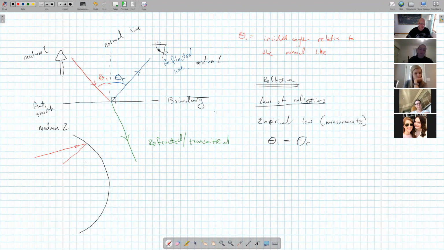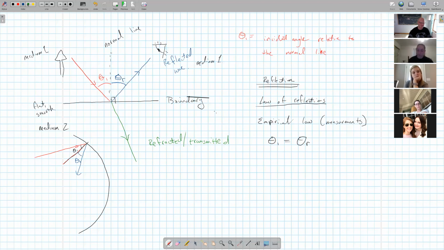I have to be that in black, that's fine. So here's my normal line. So this angle here, theta of incidence, would still be equal to the angle of reflection. So this would be my reflected, and this angle here would still be the same as that other angle. Okay, so regardless if this is a curved surface or not, this law of reflections is still true.